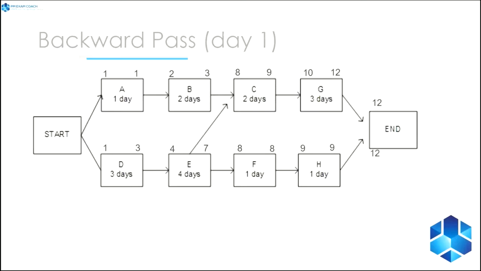We swing that 12 around down below and we start passing it backwards. We give it to G, we give it to H, and then we start subtracting durations, moving right to left. 12 minus 3 plus 1, 12 minus 1 plus 1. All right, and we walk it backwards, subtracting the durations until we go all the way back there. So that's how your forward pass and your backwards pass works on a day 1 diagram.